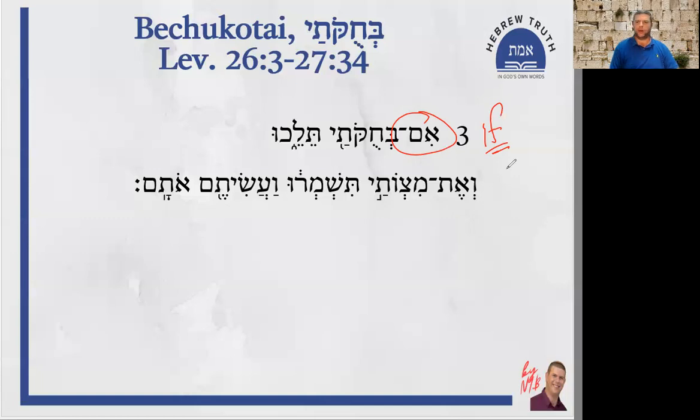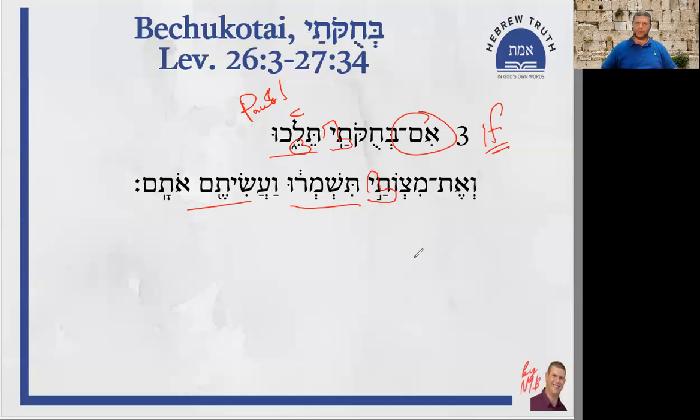Here, the conditional sentence is followed by these verbs, telechu, with the penultimate accent. And you can see also the tzeire instead of a sheva because it's a pausal form. Okay, im bechukotai telechu, chukotai, mitzvotai. Okay, first person common singular pronominal suffixes at the end of these plural nouns.